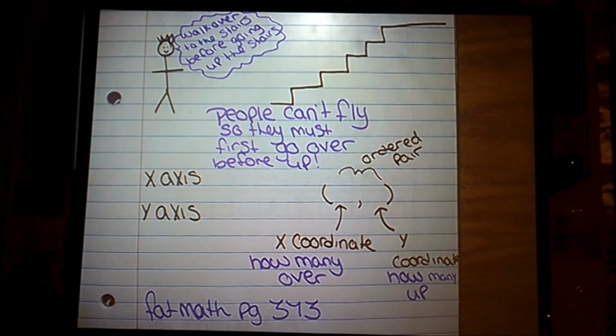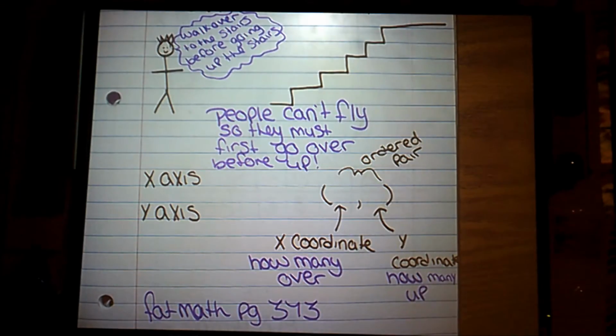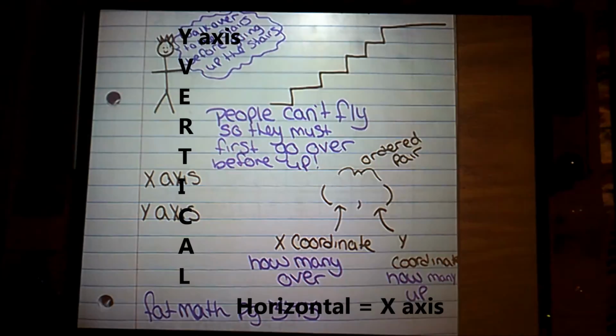So an ordered pair is set up in a set of parentheses like this. That's an ordered pair. It'll have two numbers. It'll have parentheses, and then a number, and then a comma, and then another number, and then a parentheses. So my first number is represented as my x-axis, which is my horizontal axis. It goes left to right. And then my second number in my ordered pair is going to be my y-axis, or my vertical axis, how many up or down.